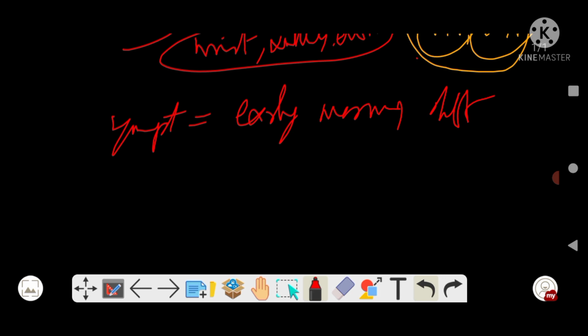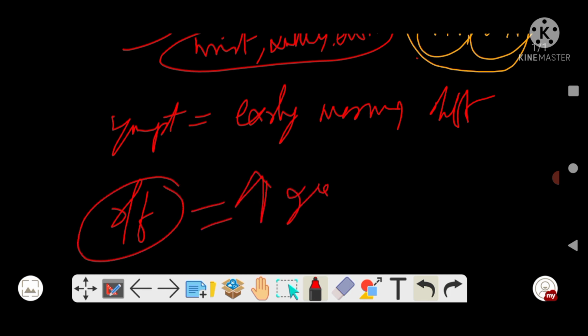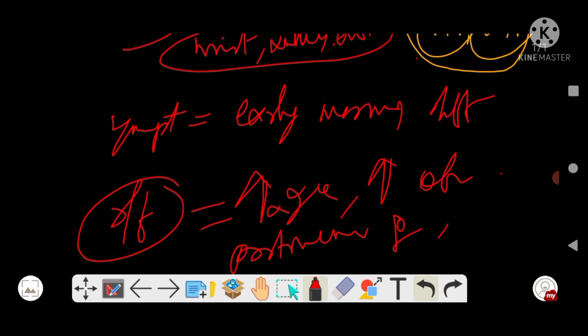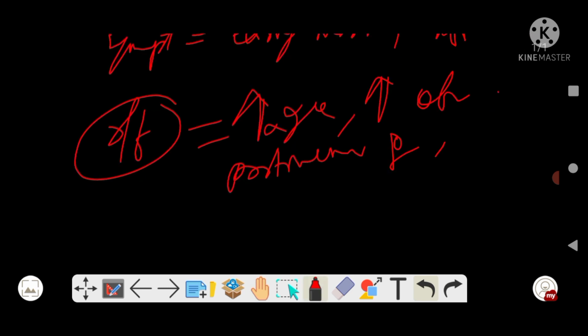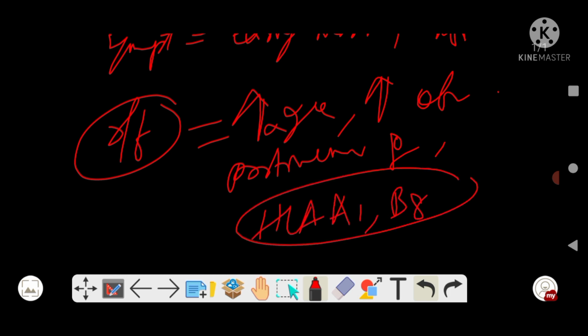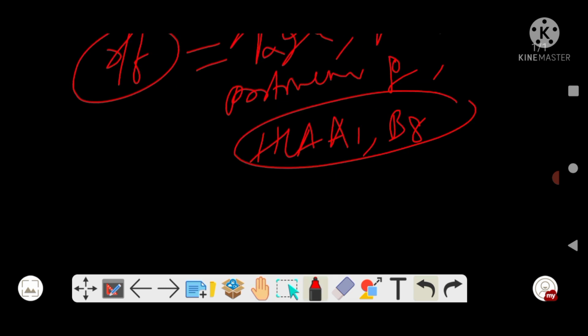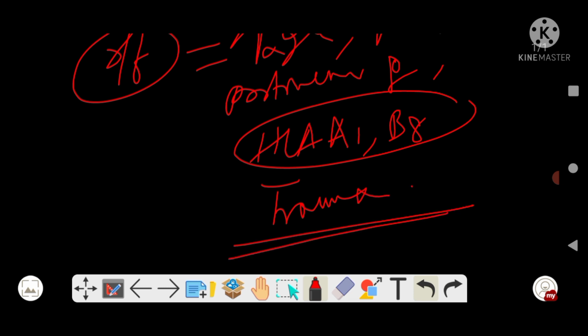Talking about risk factors, the ones I already mentioned are increased age and increased obesity. Along with this, postmenopausal female is a risk factor. Then a few HLA associations are there, HLA A1 and HLA B8. These also come under risk factors. Then trauma is an important risk factor. So do remember these points.